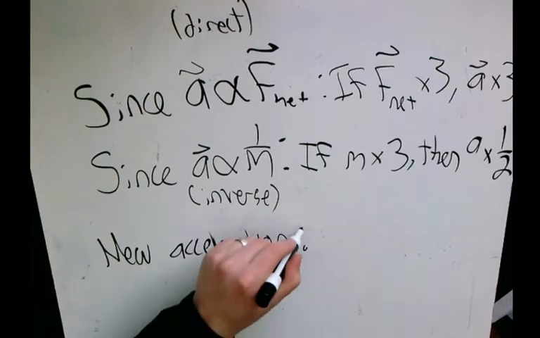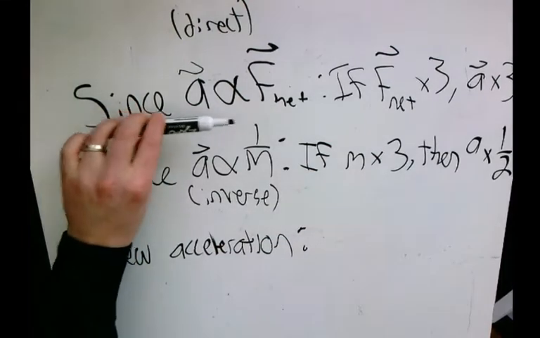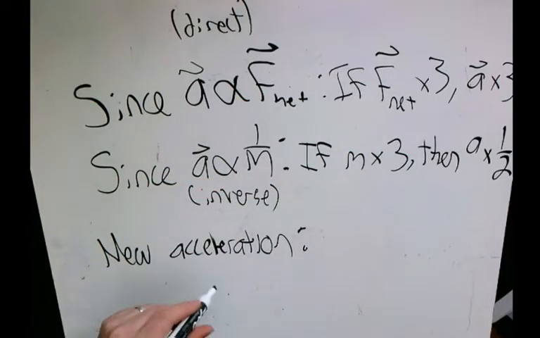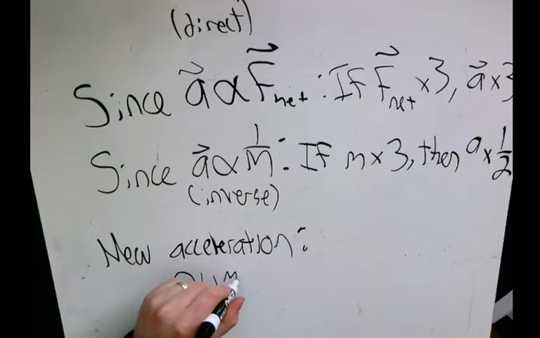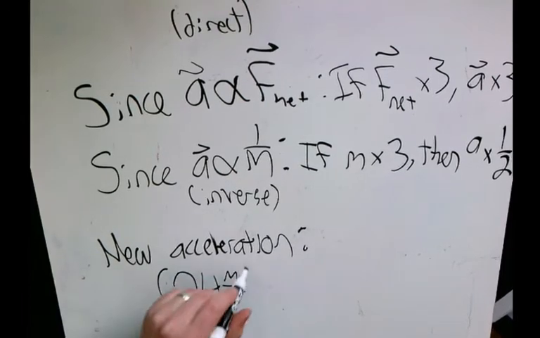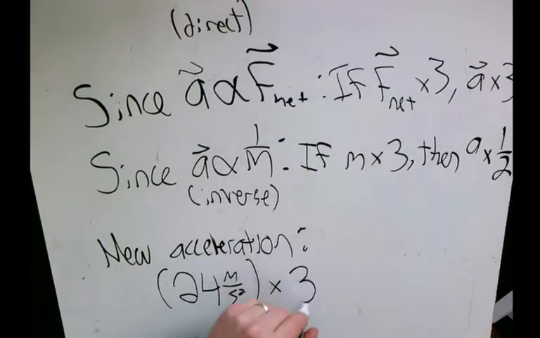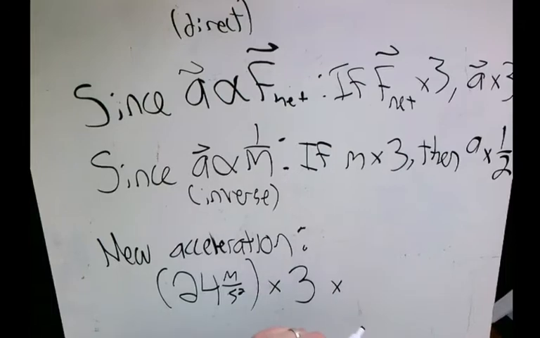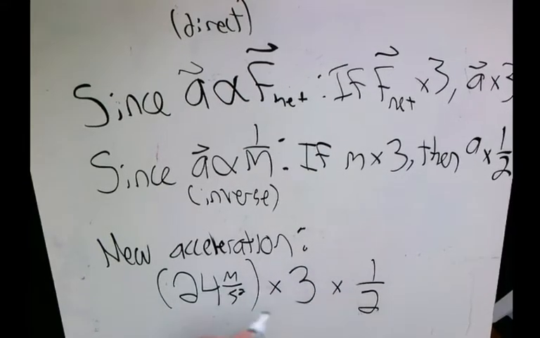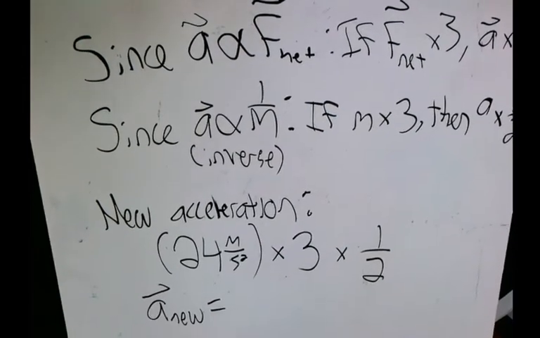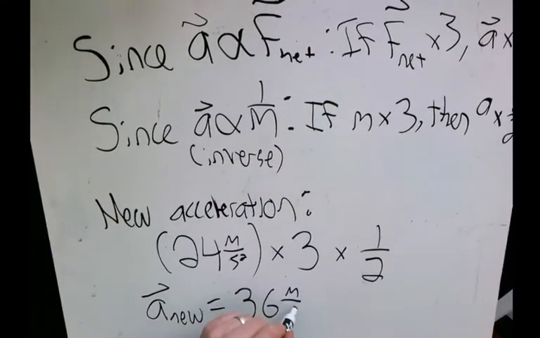So our new acceleration has this adjusted net force and this adjusted mass. We started at 24 meters per second squared. We're going to have to multiply it by 3 and multiply it by 1 over 2, or divide all of that by 2, and that comes out with a new acceleration, which is equal to 36 meters per second squared.